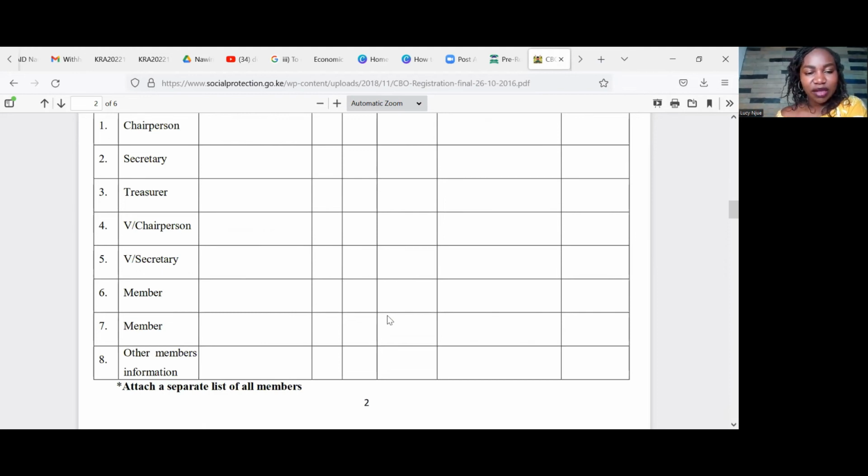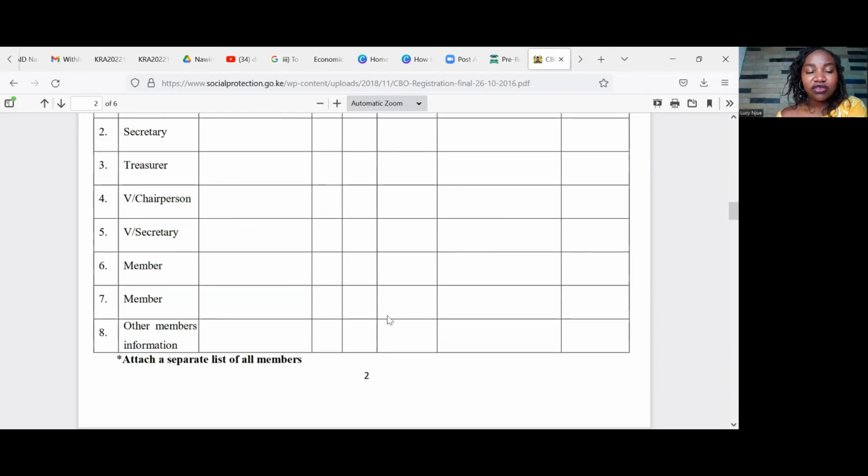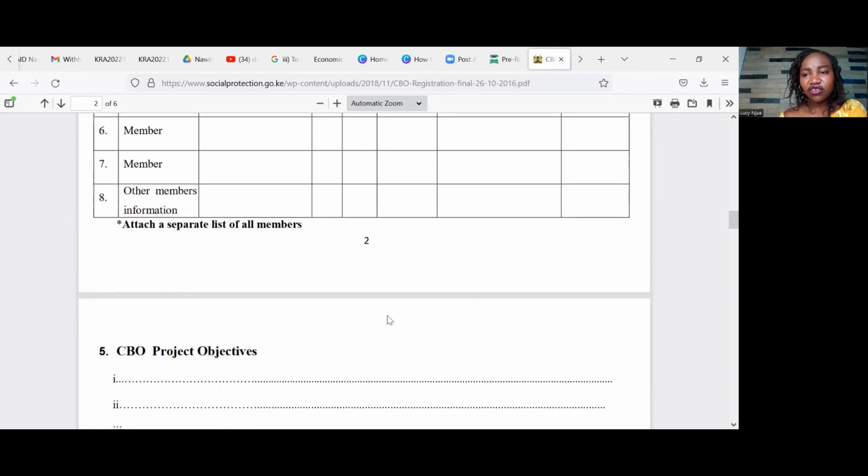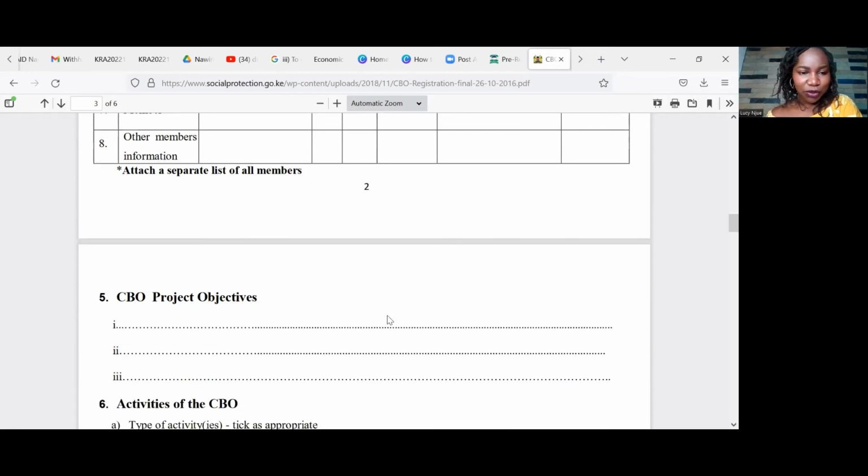And of course, at times you want to have the vice or the people supporting these key officials when they are not in absentia, and other members, and you are told to attach a separate list of all other members. I don't think there's a limitation as to how many people can form a CBO. I have researched, I have not come across such a limitation. In case there is, please let me know.